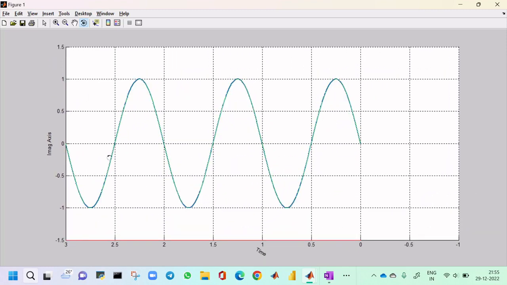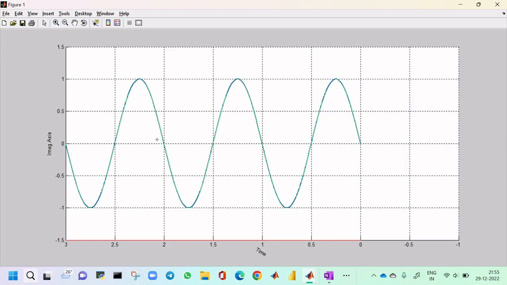Okay, you observe here, this is the imaginary axis. The imaginary axis envelope is sin omega t. Sin 0, you can go for this 0. Sin 0, the value is 0 here. The value is 0, right? So this one is the imaginary signal plot.